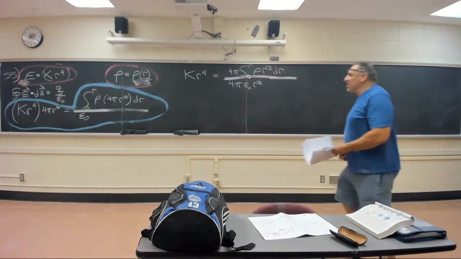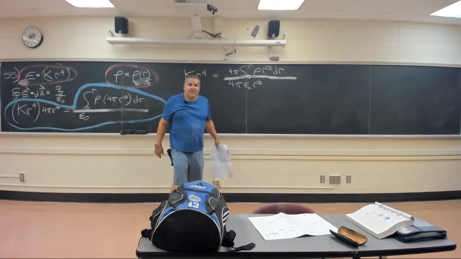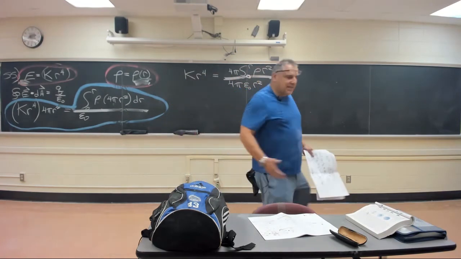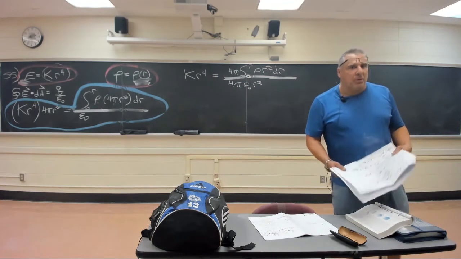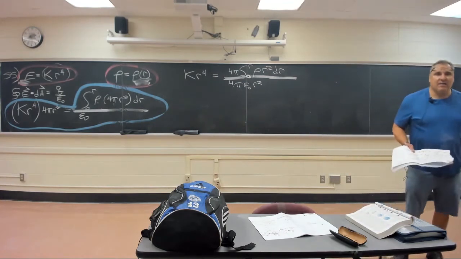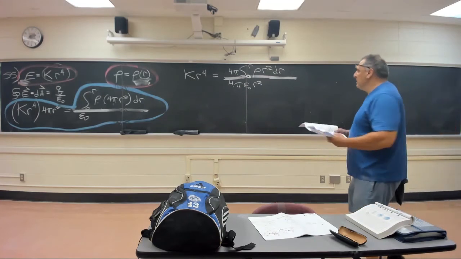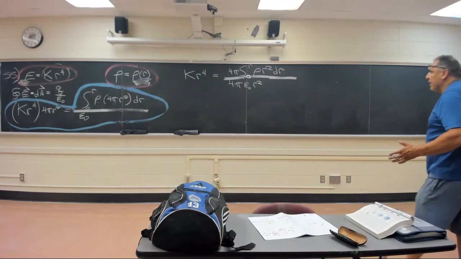Why? Because rho is a function of r. You can't just, that's not a constant. The density, the charge density, changes based on location. They told us that in the problem. Not quite with those exact same words, but they told us that. Okay, that makes things a little more challenging.